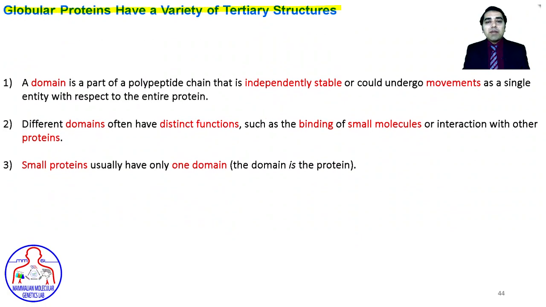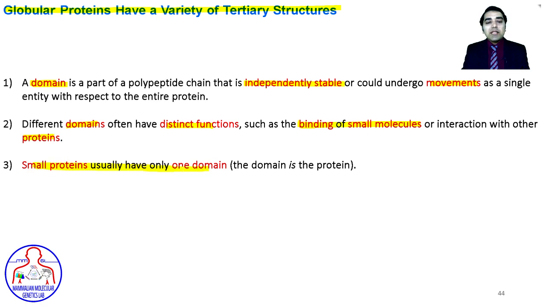Globular proteins have a variety of tertiary structures. A domain. Let's now define the domain. A domain is a part of a polypeptide chain that can independently fold and can also move and perform the function. Different domains have distinct functions. For example, they can mediate an enzymatic reaction, they can show binding with small molecules, or they can show binding with other proteins too.